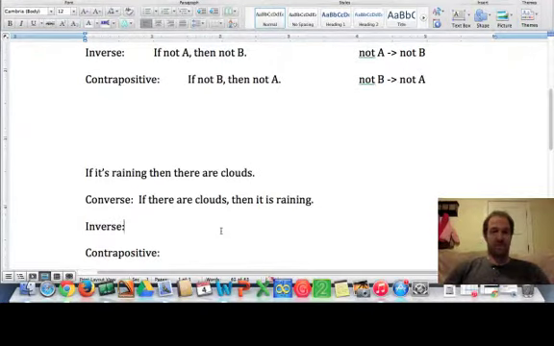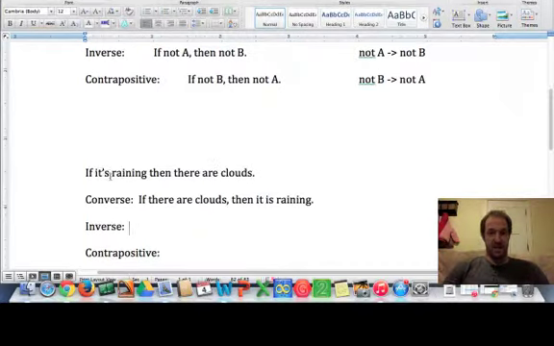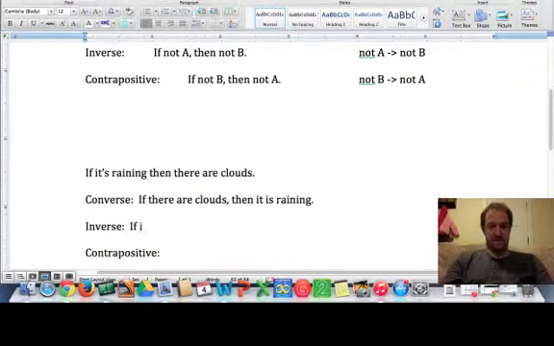Now the inverse puts nots in front of them. It doesn't switch the A and the B around. It just puts nots in front of them. So we're starting with this original statement up here, and we just put the opposite of each part. If it's not raining, then there are no clouds.